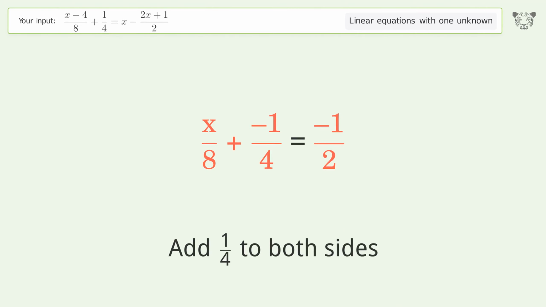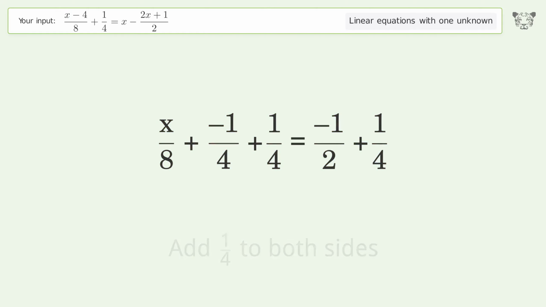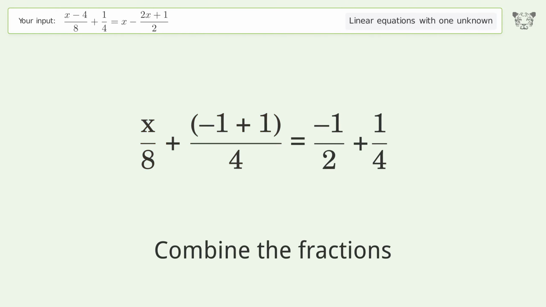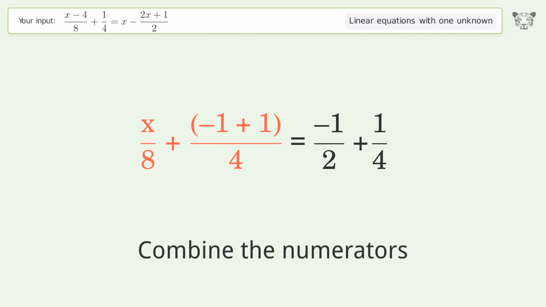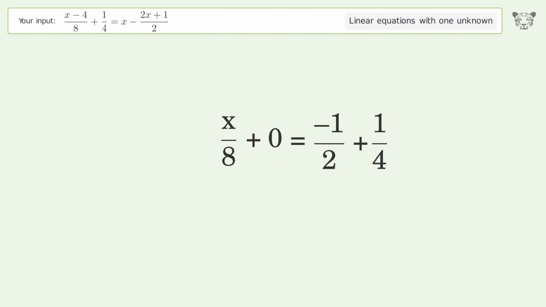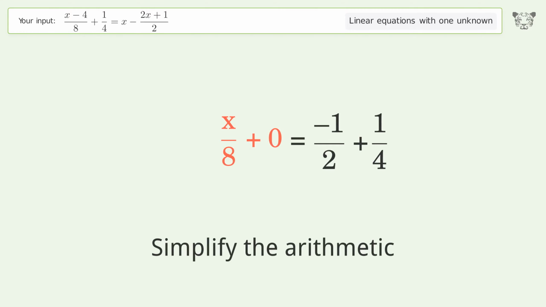Add 1/4 to both sides. Combine the fractions. Combine the numerators. Reduce the zero numerator. Simplify the arithmetic.